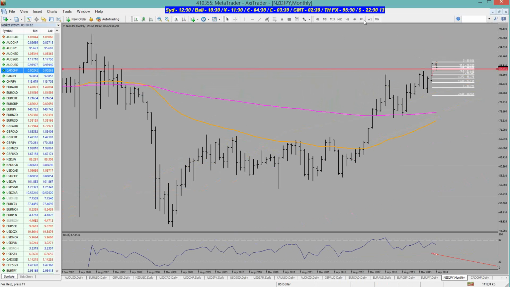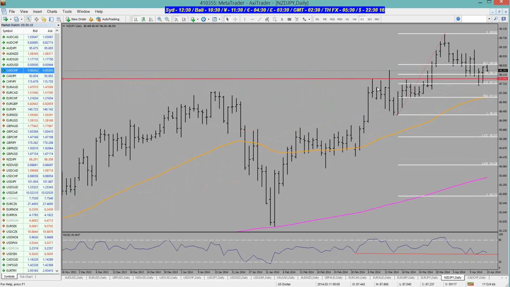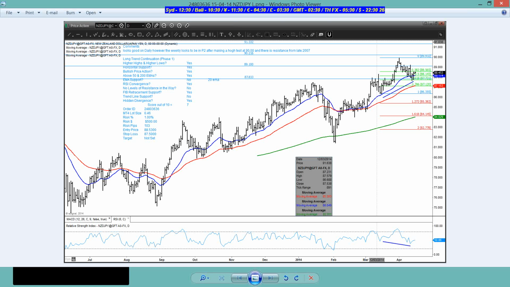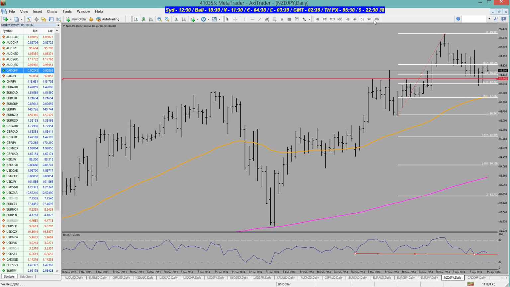That high there, what's that give us? Yep, that's a decent support. What's that? 87.95. But yeah, this is phase 1. Looks good on daily. However, the weekly looks to be in phase 2 after making a high testing resistance from late 2007. Interesting.